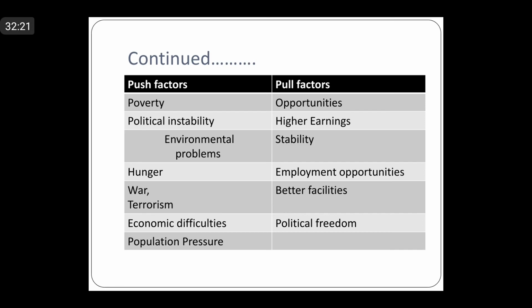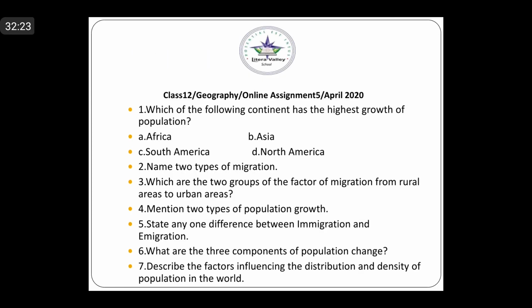Then the pull factors attract people: opportunities, higher earnings, stability, employment opportunities, better facilities, and political freedom. At last, let us recapitulate the topics we have discussed today: population growth, components of population, migration, the types of migration, why people migrate, place of origin, place of destination, immigrant and emigrant.